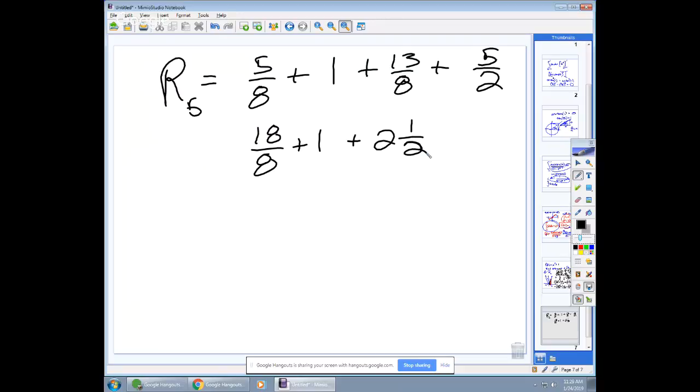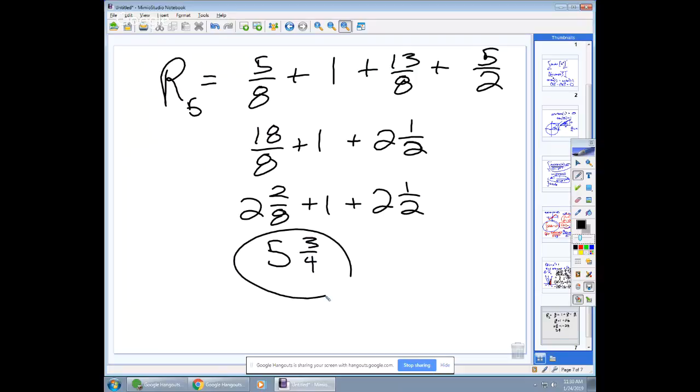Let's see, 8 goes into 18 how many times? 2, and 2/8. Plus 1, plus 2.5. Sorry, I feel like doing fractions today. It's fun. So that's 1/4 plus 1/2 is 3/4. 5 3/4. Sounds about right. So 5 3/4, or 5.75 if you just plug it into your calculator. So that's an approximation of the area.